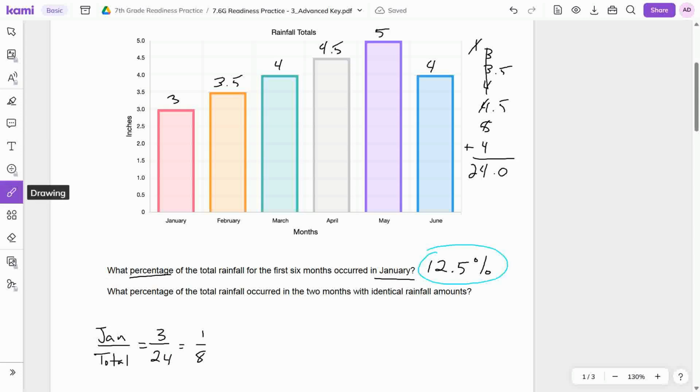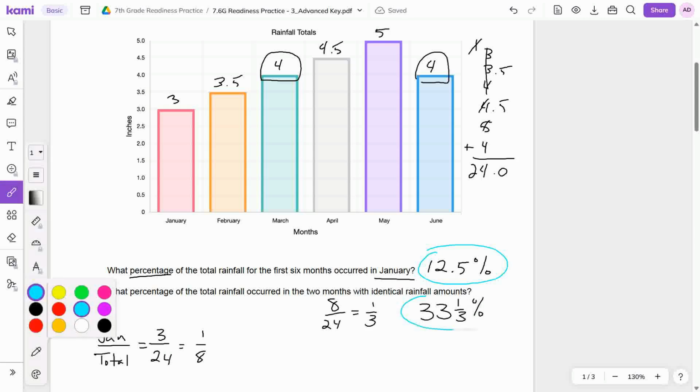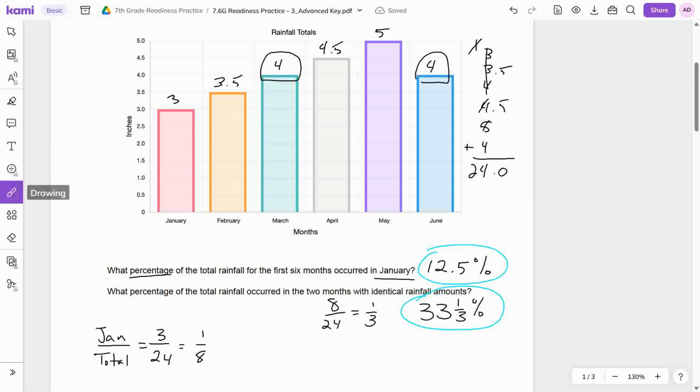Now, what percentage of the total rainfall occurred in the 2 months with identical rainfall amounts? That is going to be these two right here. And so that is going to be 8 over still our total of 24. So that is going to simplify down to 1/3. So that is another benchmark fraction. We call that 33.3 repeating. I like to do 33.3%. All right, those are our two answers.